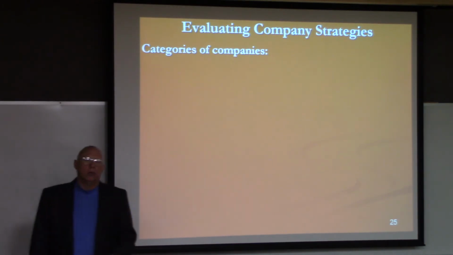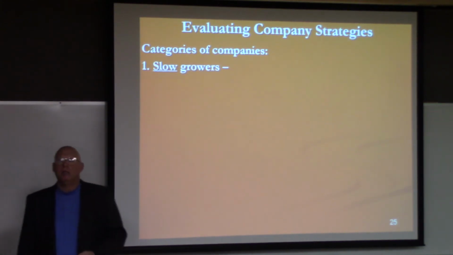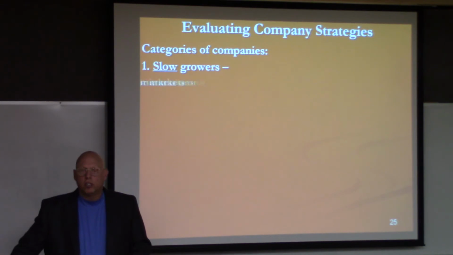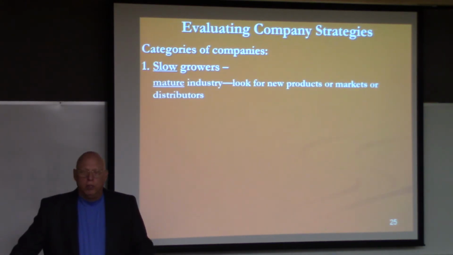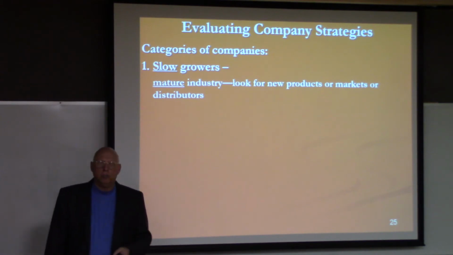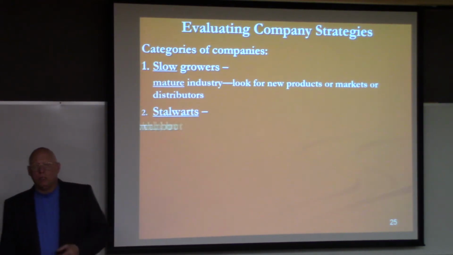All right. So let's look at a different way of classifying or categorizing companies and their stocks that you might look to invest in. First, we have slow growers. This is a mature industry. Okay, sales growth is going to be slow. Look for new products, new markets, new distribution. Okay, then we have the stalwarts.